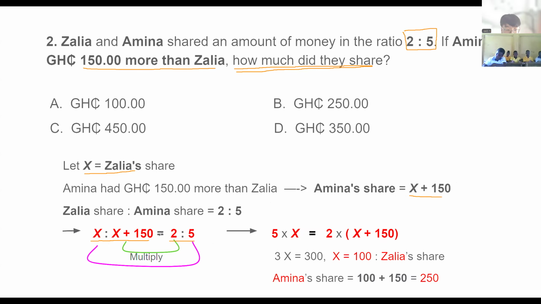Does this make sense for everyone? This is the ratio, right? Zalia's share, X, to Amina's share, X plus 150, is equal to 2 to 5. And then we cross multiply. Cross multiply means you multiply this inner side and then you multiply this outer side. Can you see this?